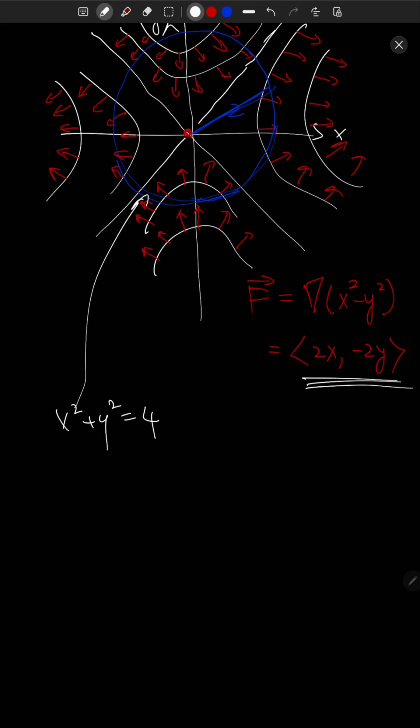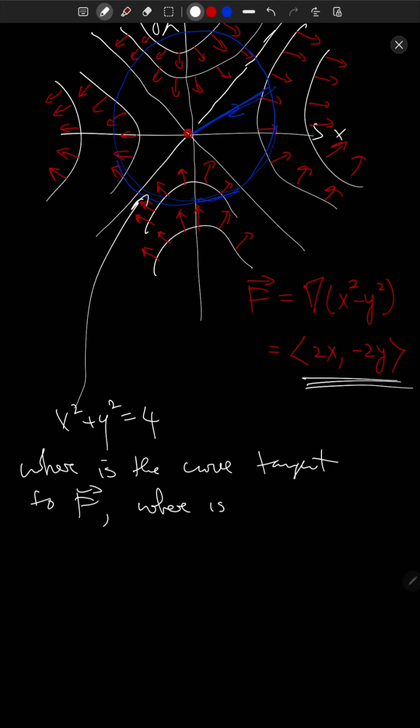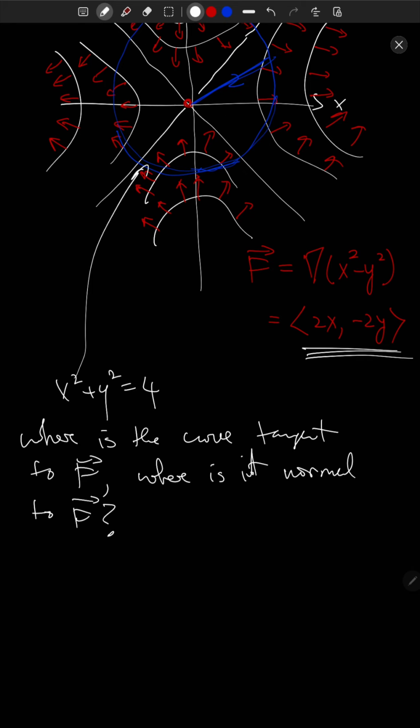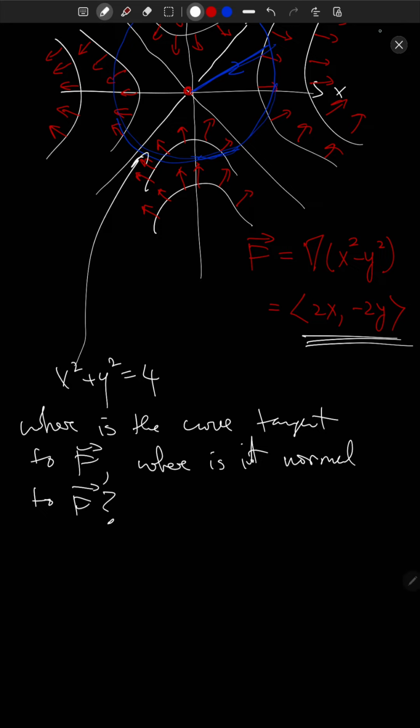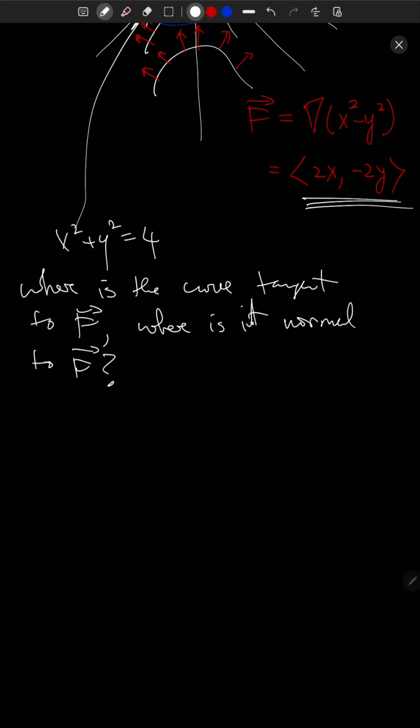Okay, so the question is, where is the curve tangent to F? Where is it normal to F? Normal meaning perpendicular. Okay. All right. So how do you answer this question? Well, our curve is a circle. And so one approach is to parameterize.